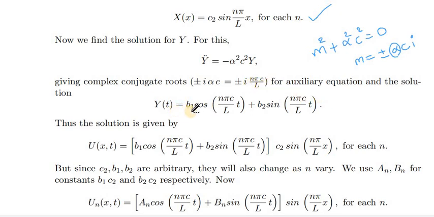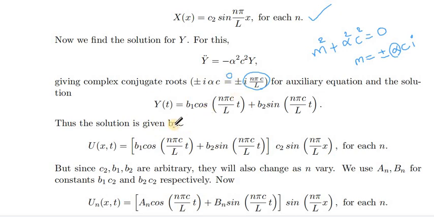And therefore Y of t can be written as Y of t is equal to e raised to 0 t into some constant. That constant I am taking as b1. b1 cos n pi ct by L plus b2 sin n pi ct by L. Because the auxiliary equation's roots are complex conjugates and its real part is equal to 0. So e raised to 0 t comes. Y is a function of t, okay. So the variable should be t here.